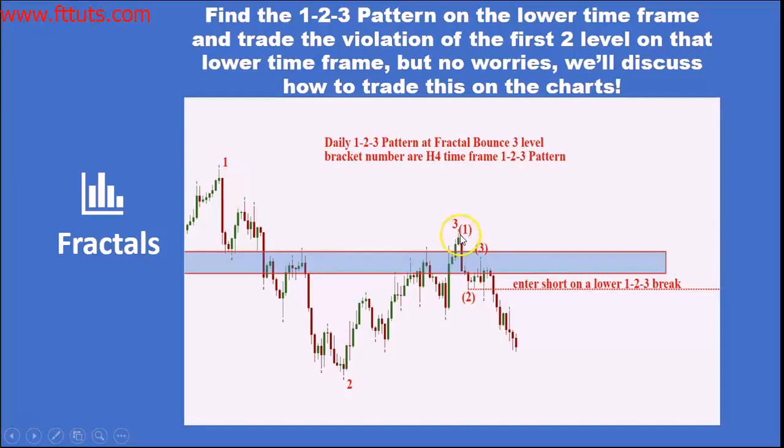So in that case, we see the 1, 2, 3 on the 4-hour time frame. We would enter short at this level right here, and you can see the market breaks and we're in the trade to the downside. That helped us to get into our daily fractal bounce trade.